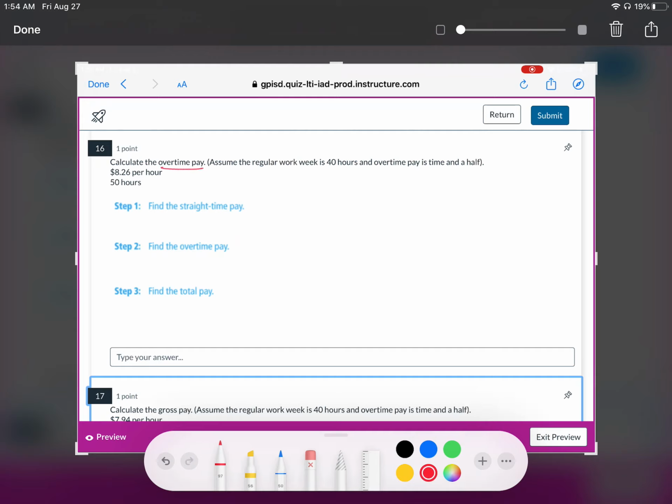All right, so to calculate the overtime pay, it says the regular work week is 40 hours, and the overtime is time and a half, right? That's what we already know. So remember, to find overtime pay, it's not this regular pay rate up here. We have to take this pay rate and multiply it times 1.5. So on my example, these are my numbers. Like I said, everybody's numbers are going to be different on this one. When I do 8.26 times 1.5, my overtime pay rate is $12.39.